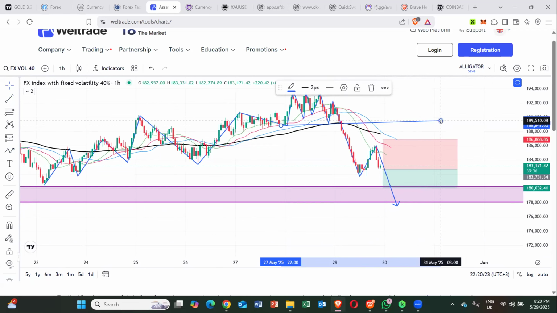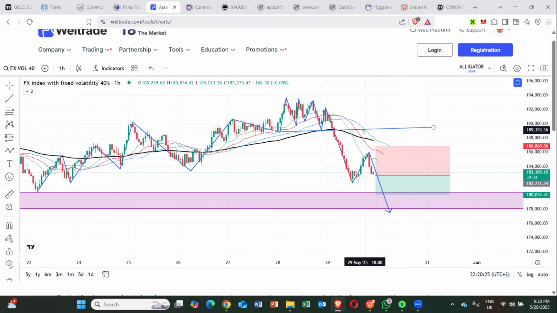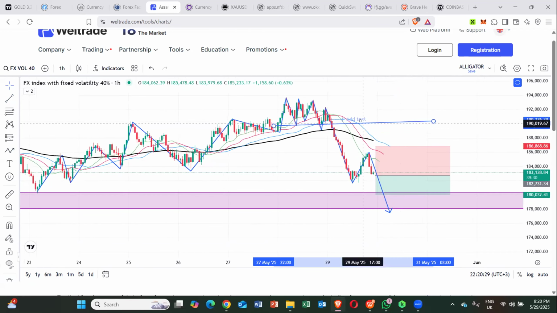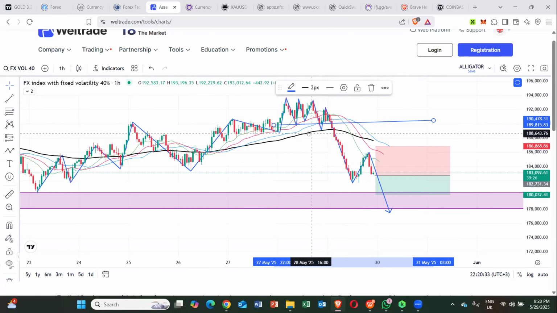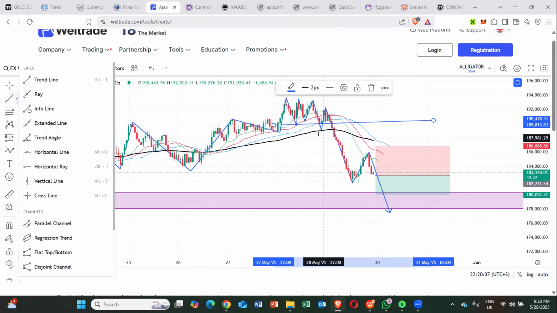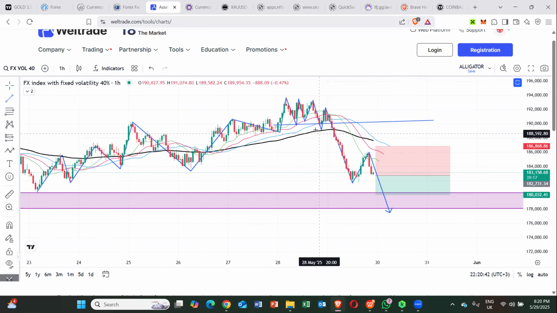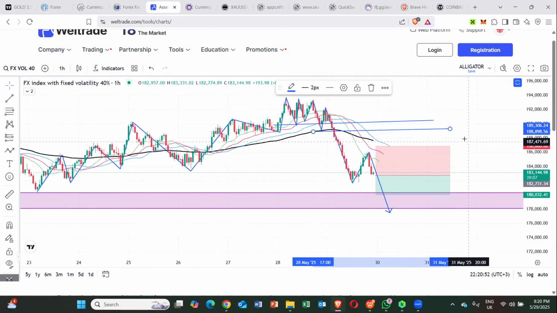Ordinarily, the change of character took place here. This was where the change of character took place. Then this second one now is a break of structure. Please note the difference. Change of character is a change of direction from buy to sell or sell to buy, while break of structure is a trend continuation.